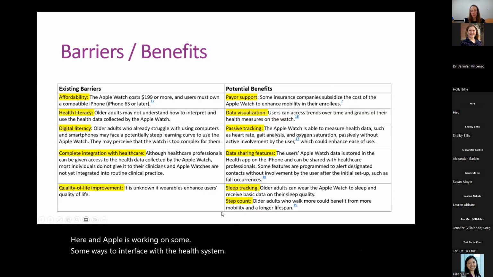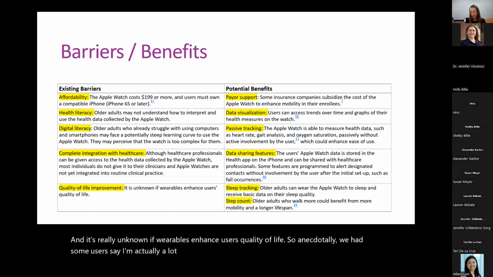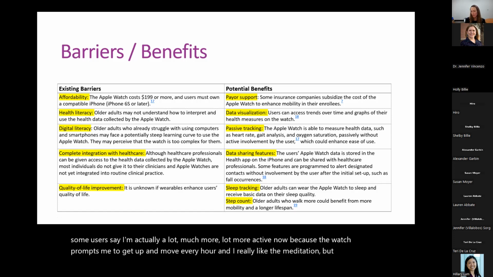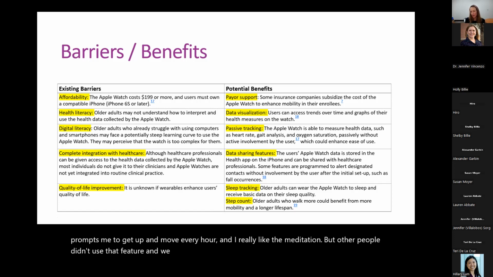And it's really unknown if wearables enhance users' quality of life. Anecdotally, we had some users say, I'm actually a lot more active now because the watch prompts me to get up and move every hour, and I really like the meditation. But other people didn't use that feature, and we don't really know yet if there is a benefit to quality of life.